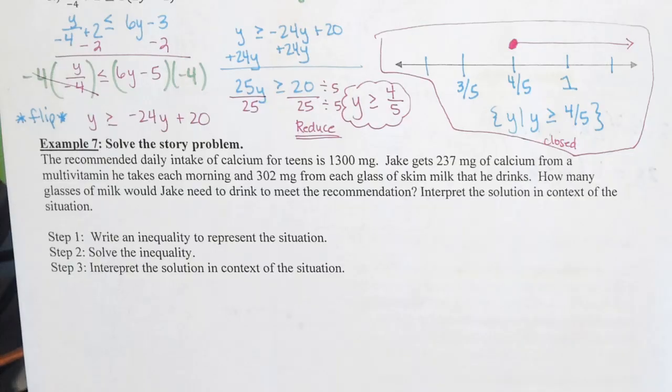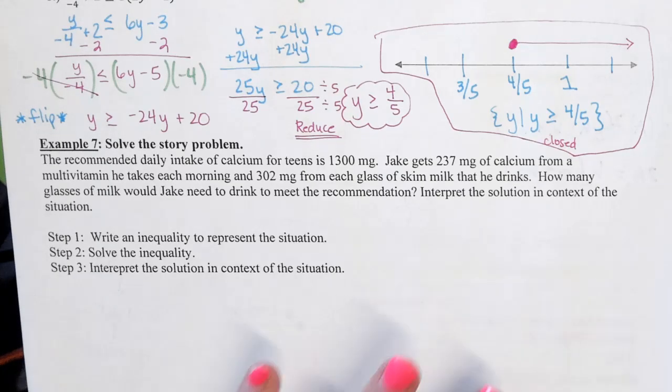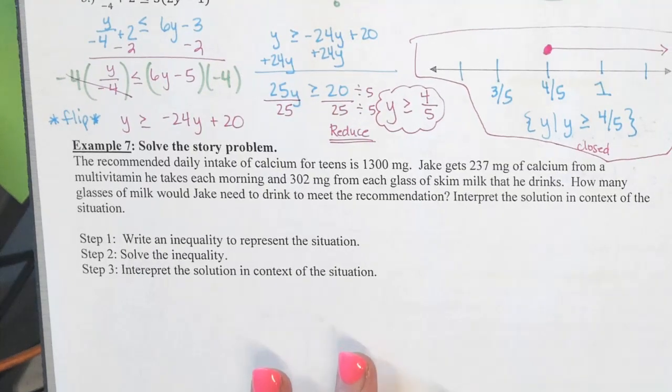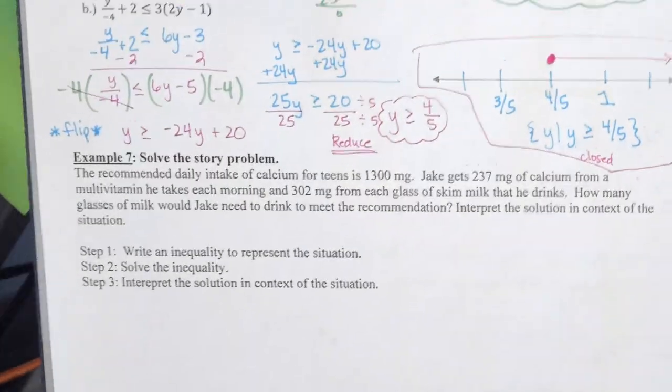All right, so for example 7, we're going to solve the story problem, and we are going to write an inequality for the situation. Okay, and then we are going to solve it, and then we are going to interpret it in context. Okay, so the recommended daily intake of calcium for teens is 1,300 milligrams.